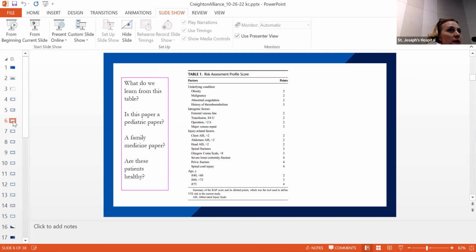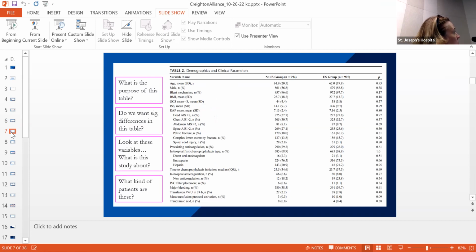Would I think this is a family medicine paper? No. This is a trauma paper. We know from where it was published, the Journal of Trauma, but also I'm looking at body injury severity scores. So I'm seeing that this is a trauma paper. These patients are injured. These patients are adults. So injured adults is who we're looking at.